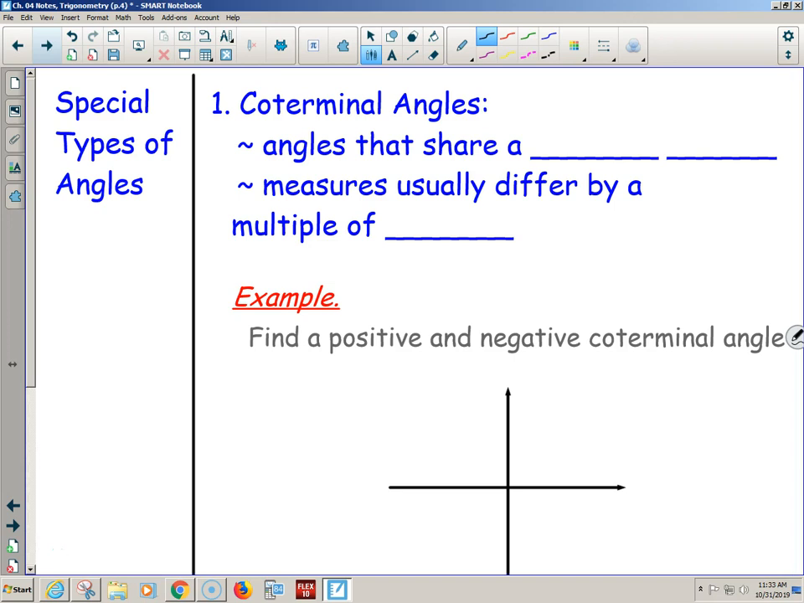Co means with or together, doesn't it? Hey, does this make sense? If co means with or together and it's co-terminal, doesn't that mean that they're going to end in the same place? And how do we end in the same place?